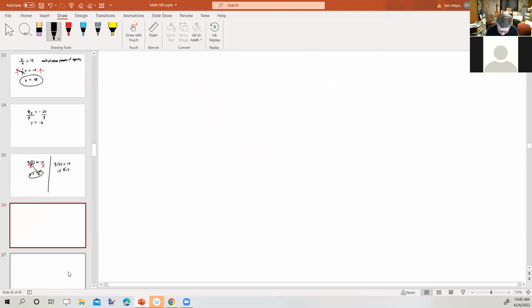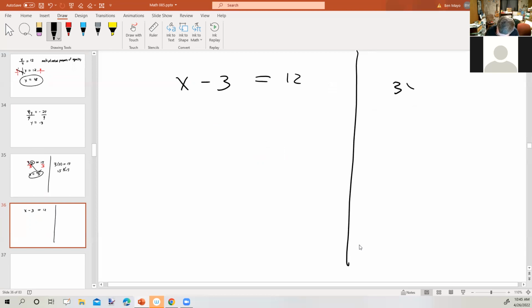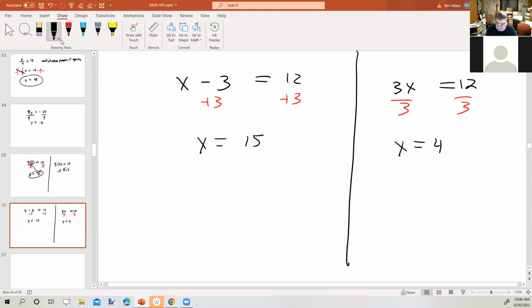Okay, this is what I think you're asking me. Let me know if this is wrong. Let's say you've got this problem versus this problem. In the first equation, the 3 is being subtracted. So I need to add 3 to both sides of the equation to isolate the x. In the second equation, the 3 is being multiplied. So I need to divide both sides. Is that what you're asking about?